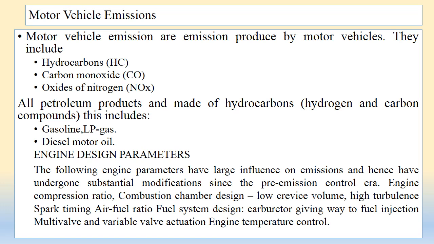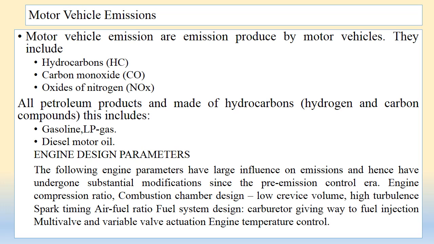We'll discuss these emissions from vehicles, that is from gasoline engine, LPG or diesel, because again it is a petroleum product, and petroleum products contain hydrogen and carbon. In gasoline as well as LPG as well as diesel you can find hydrogen and carbon, and that is the main source for emissions like hydrocarbons, carbon monoxide, oxides of nitrogen. Various engine design parameters are very important because they directly influence the emissions. By proper design and modification of these parameters, one can control the emission.